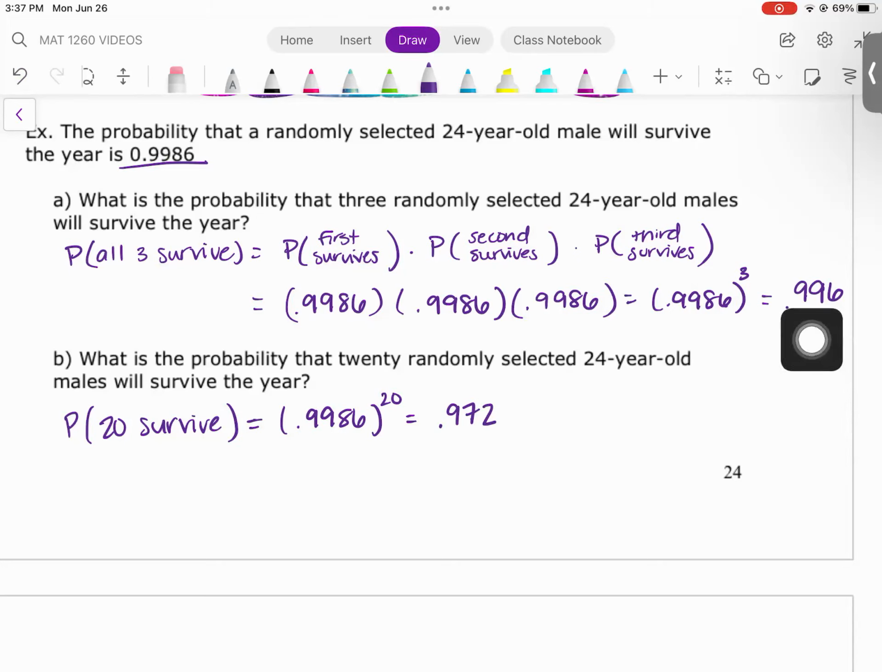Now, looking at these two probabilities, this first one was the probability that 3 survive, 0.996. The probability that 20 survive, 0.972. Does it make sense that the probability decreased as we included more individuals? And why? Well, if we think about it, if we start including more and more people in our sample, then the chances that one of them doesn't survive, at least one of them, goes up, which is going to make the probability that they all survive go down.